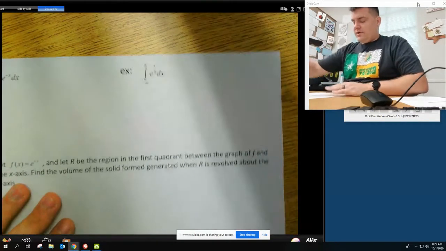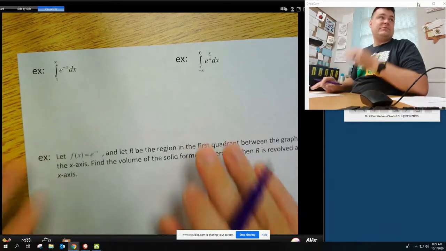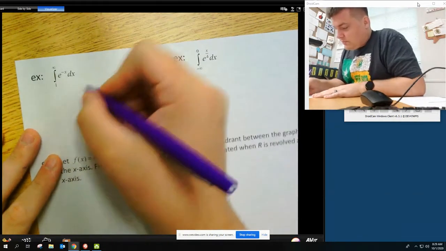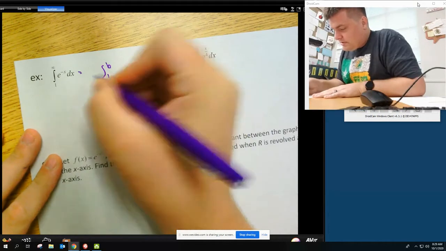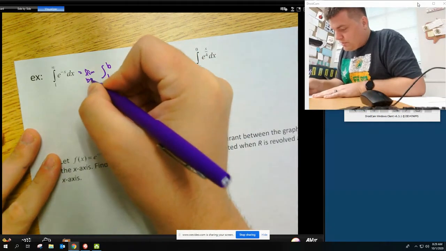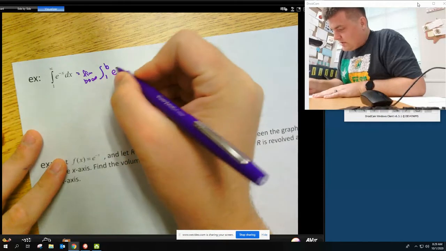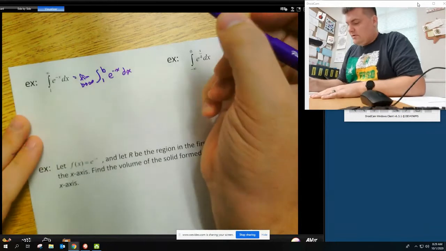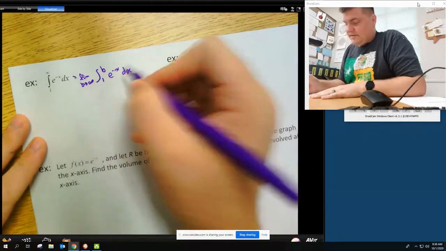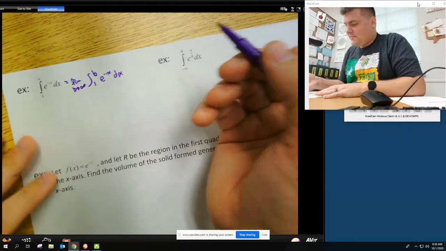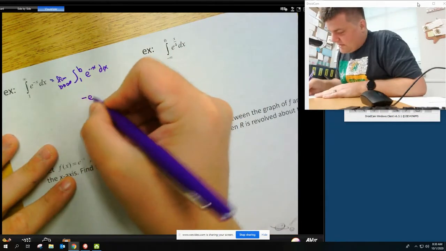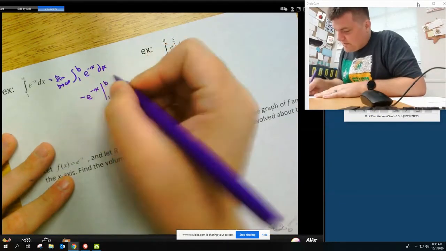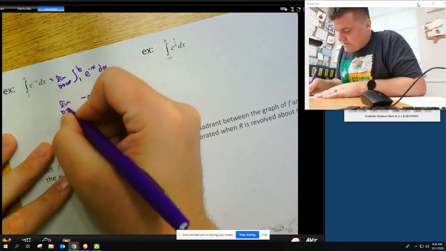Let's get to our next example here. So the integral from 1 to infinity of e to the negative x. Let's replace that infinity with a b. So 1 to b, limit as b approaches infinity, e to the negative x dx. And now I can go ahead and find the antiderivative. This is just kind of like a baby u sub here. So I'm going to get negative e to the negative x. That's my antiderivative of e to the negative x from 1 to b, limit as b approaches infinity.